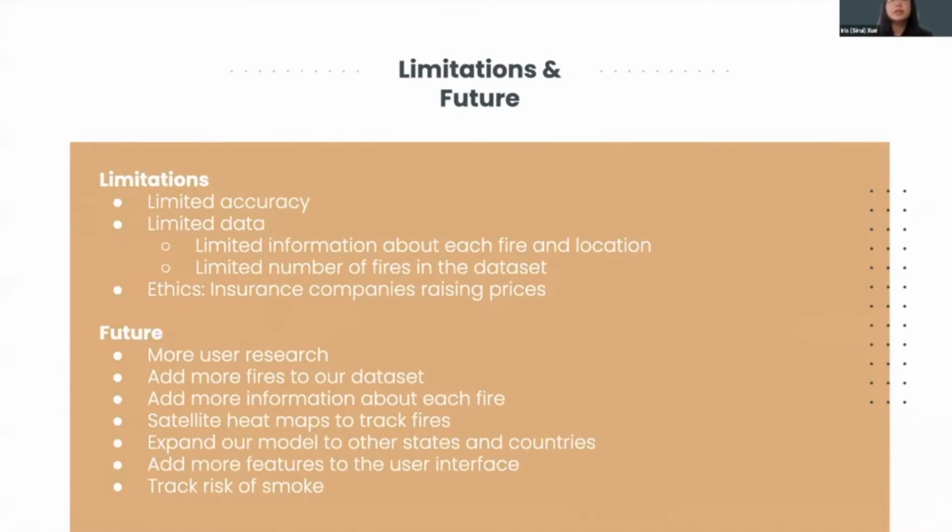In the future, we plan on doing more user research, especially with people on the West Coast, since they have more experience with wildfires. We plan on adding more fires and more information about each fire to our data set. We may also use satellite heat maps to track fires and expand our models to other states and countries where wildfires are prevalent, and add more features to the user interface. One more thing that we may do is track risk of smoke, because wildfires may affect people living thousands of miles away from them.